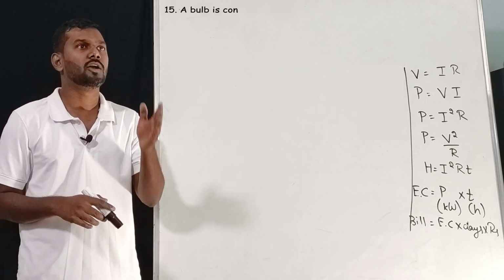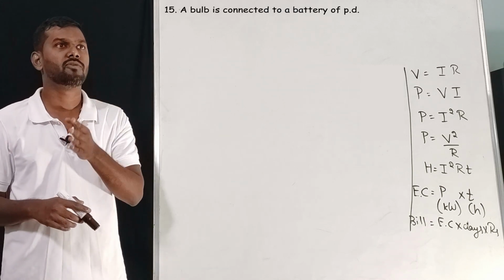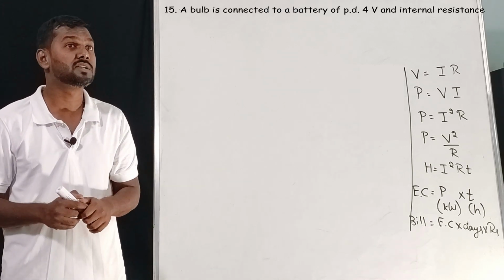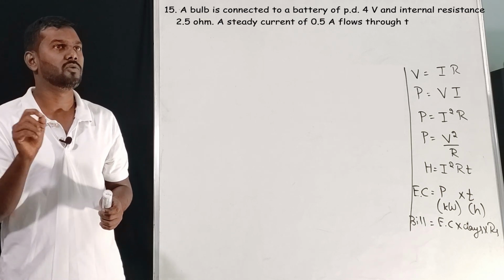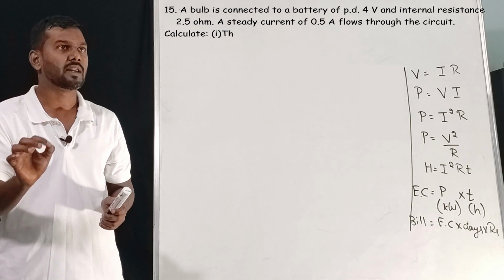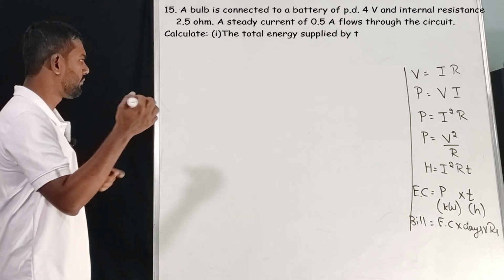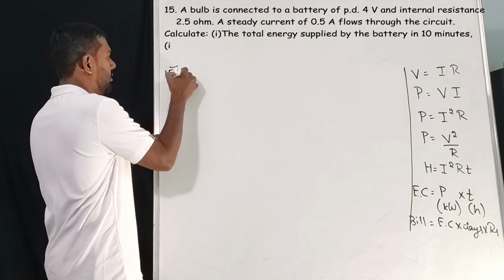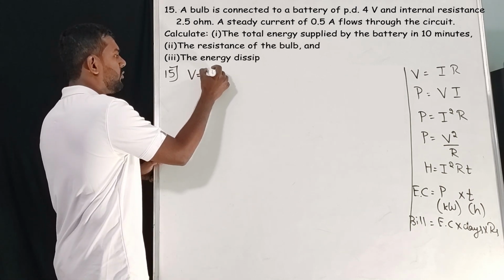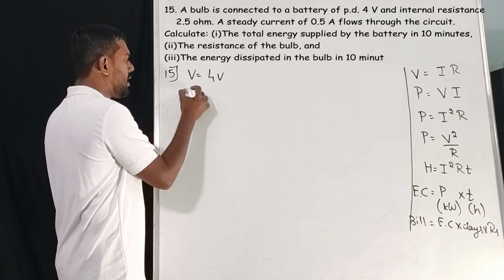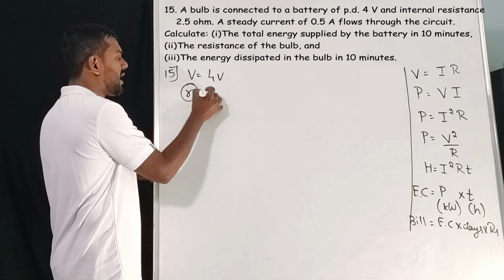Question number 15. A bulb is connected to a battery of potential difference 4 volts and internal resistance 2.5 ohm. A steady current of 0.5 amperes flows through the circuit. Calculate. First we'll write the given data. What are the given data? Potential difference, nothing but voltage, that is 4 volts, and internal resistance they have given.